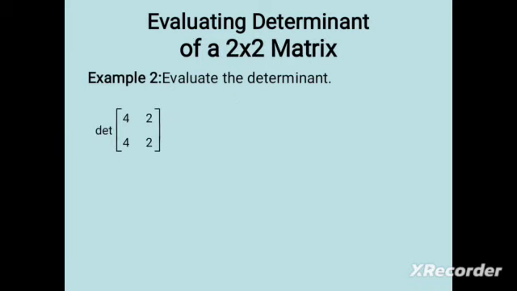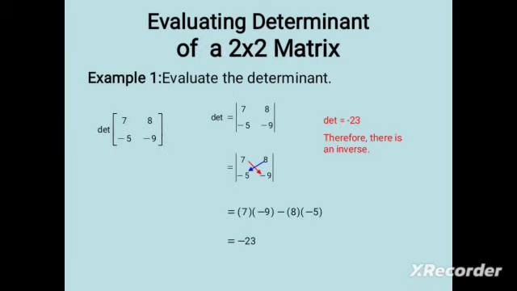And now this means that the determinant is not equal to 0, meaning the inverse exists. So the matrix has got its inverse.